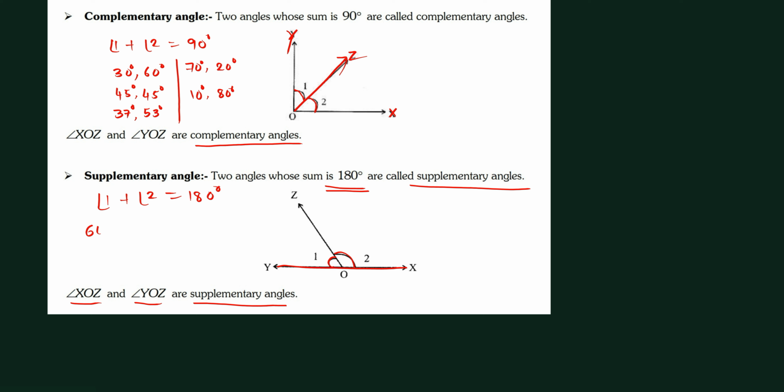What is the supplementary angle for 60 degrees? That is 120 degrees. What is the supplementary angle for 100 degrees? 80 degrees. What is the supplementary angle for 90 degrees? Again 90. And these we call supplementary angles. Okay, write down like this. Supplementary angles, some examples you write here.